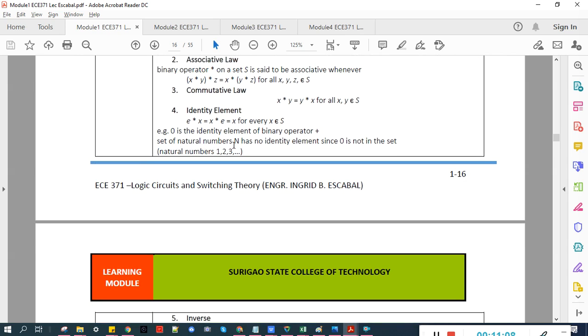The set of natural numbers has no identity element since 0 is not in the set of natural numbers. Natural numbers, remember, are 1, 2, 3, and so on. They are the counting numbers. But if it's the set of real numbers, then we have negative, positive, and even 0. So we already have the identity element.